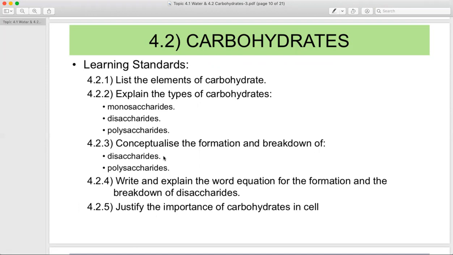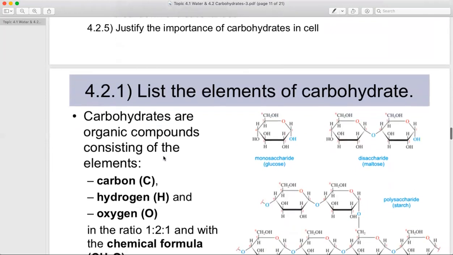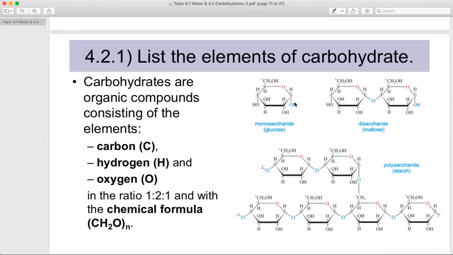So teacher mula dengan subtopik 4.1.2, the elements of carbohydrate. So apa di carbohydrate? Carbohydrate are organic compounds consist of element carbon, hydrogen, oksigen. So carbohydrate ni adalah organik. Nampak perkataan organik ni bermaksud dia ada molekul karbon, dia ada molekul hidrogen dan dia ada molekul oksigen. Okay, carbon, hydrogen and oxygen.